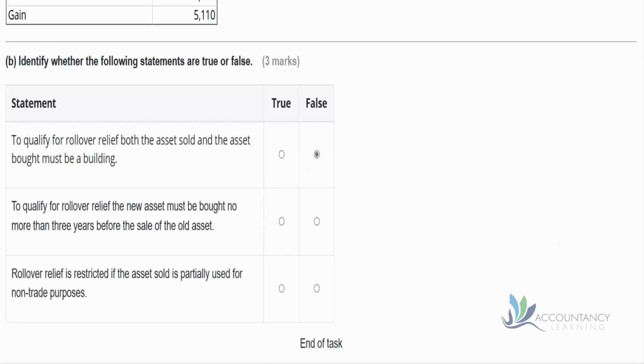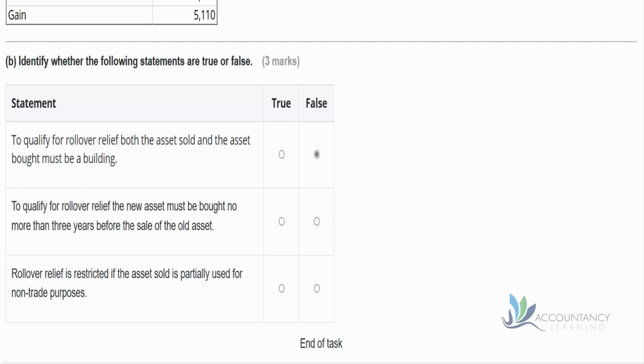Then the next statement: to qualify for rollover relief, the new asset must be bought no more than 3 years before the sale of the old asset. So remember, the idea of rollover relief is that when we are stopping some part of our business, we're going to sell the assets and make a gain on that. But if we use the proceeds from the sale to invest in a new business, we can get relief and we don't have to pay tax on those gains right away. We'll pay tax in the future when we sell the second business.